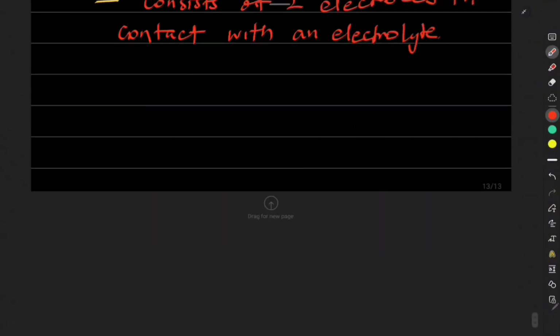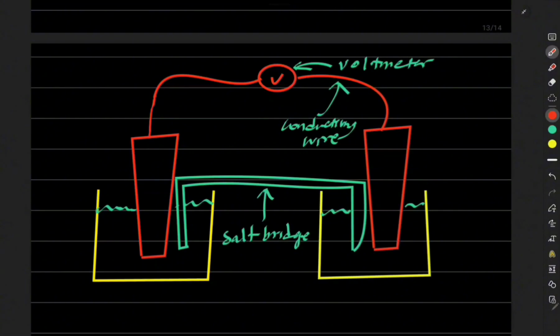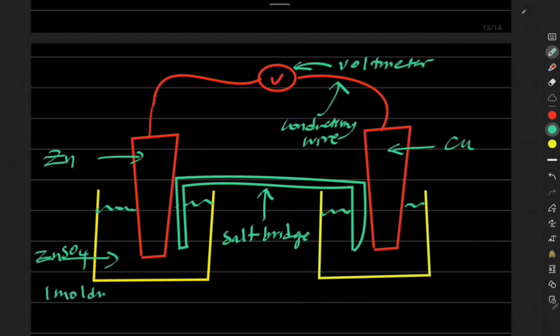Let's draw an electrochemical cell. This is an electrochemical cell. This metal is copper, and this metal is zinc. These are metal and metal ion electrodes. And the solution contains ZnSO4, zinc sulfate, at 1 mole per dm3. And here it contains copper sulfate, CuSO4, 1 mole per dm3.